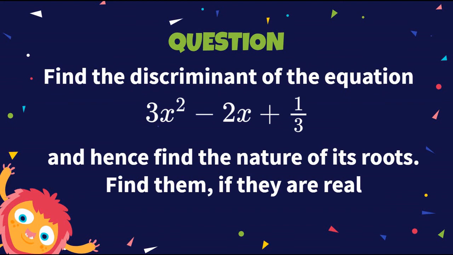So we have to find the discriminant of this equation 3x square minus 2x plus 1 by 3, and hence we have to find the nature of its roots. And we have to also find the roots if we find out that they are real. Alright, so let's jump on to the question.